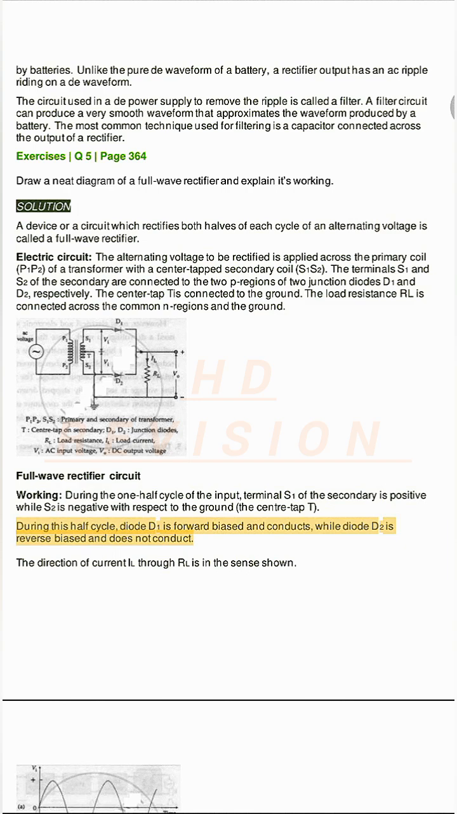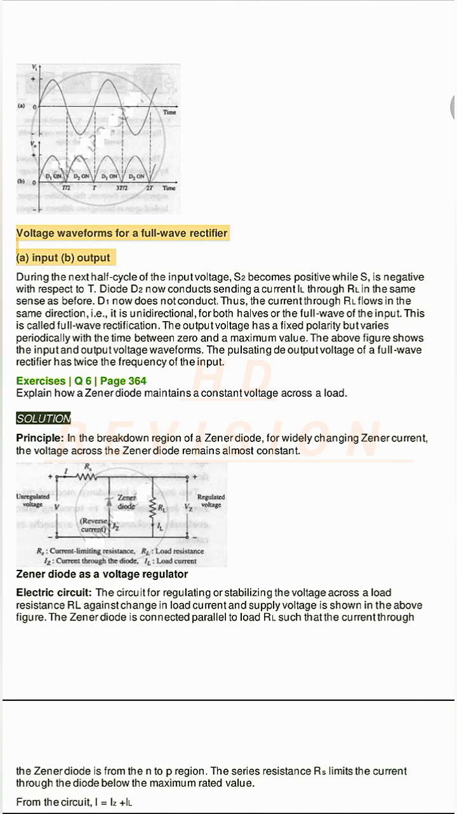During this half cycle, diode D1 is forward biased and conducts, while diode D2 is reverse biased and does not conduct. The direction of current I through RL is in the sense shown. Voltage waveforms for a full-wave rectifier: A input, B output. During the next half cycle of the input voltage, S2 becomes positive while S1 is negative with respect to T. Diode D2 now conducts, sending a current I through RL in the same sense as before. D1 now does not conduct.